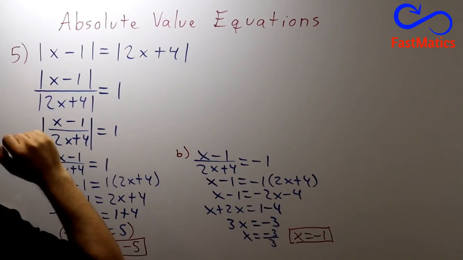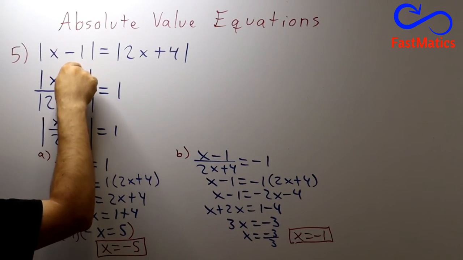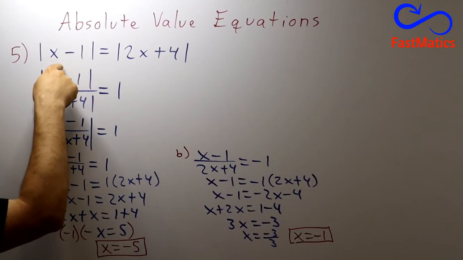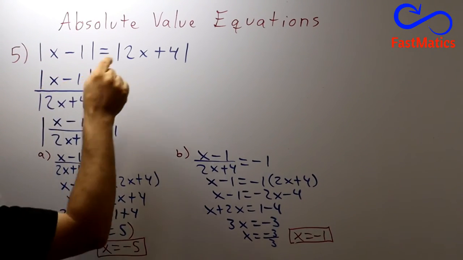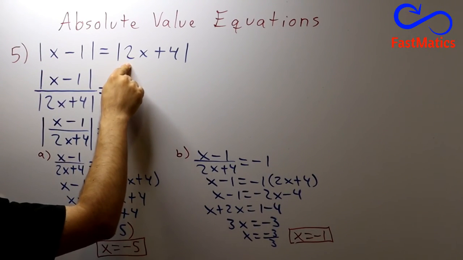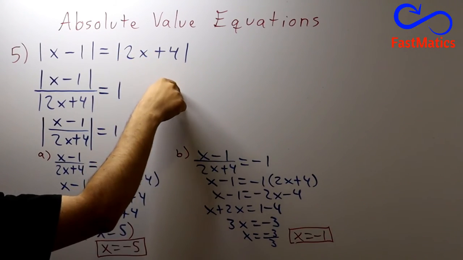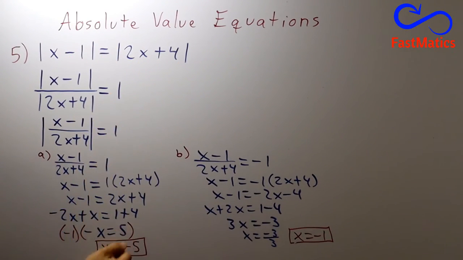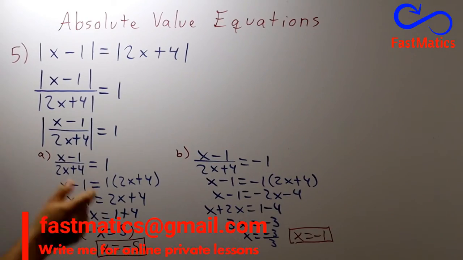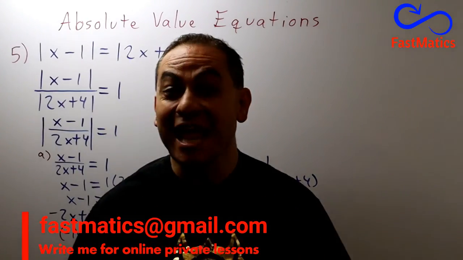And here, the negative 1. Negative 1 plus negative 1, negative 2. Absolute value of negative 2 is 2. Negative 1 times 2 is negative 2 plus 4, 2. The absolute value of 2 is 2. Then it is correct. We have finished our exercise.